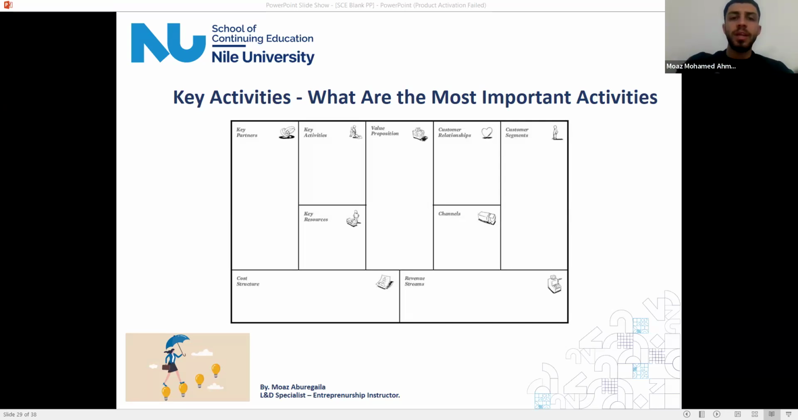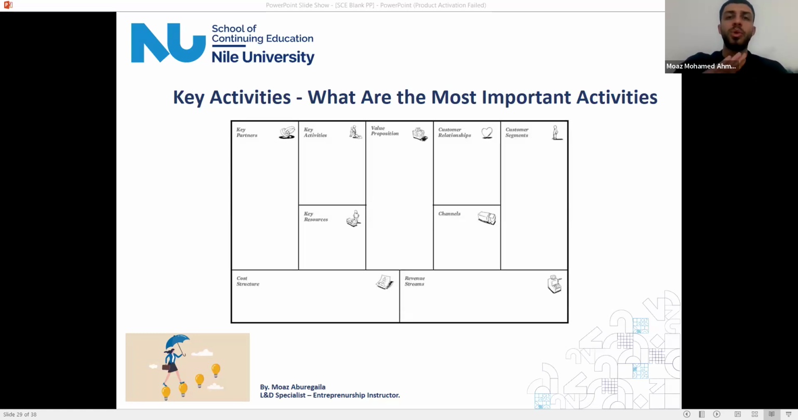These activities could include product development, which might be a crucial activity. They could also include marketing, sales, and customer service. Any essential task, any operation that is required to make your business viable, to make the business model work. For example, Spotify focuses on music licensing and maintaining a user-friendly platform.